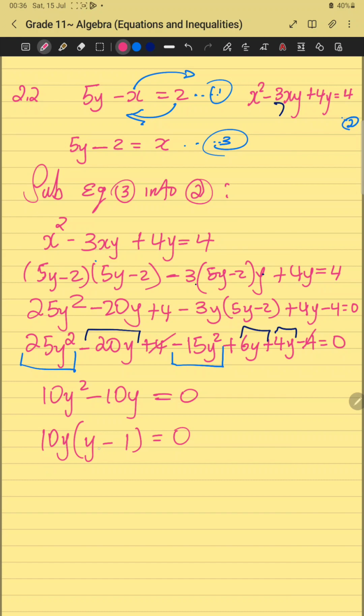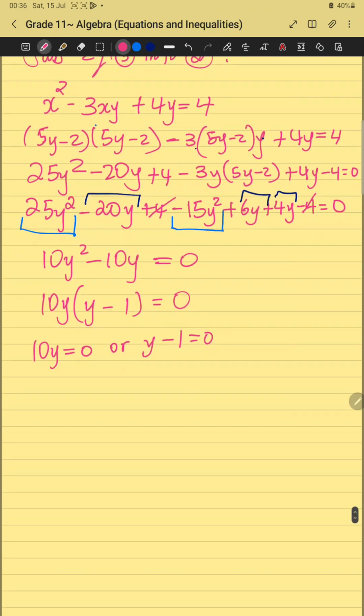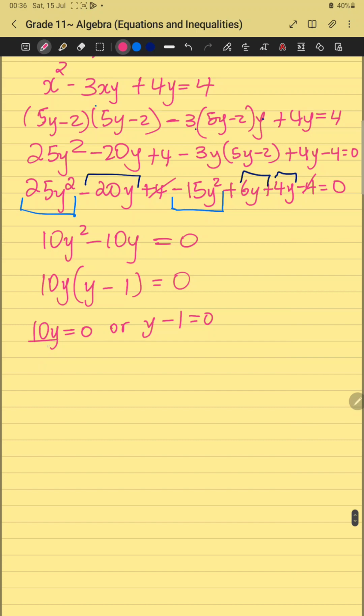10y is equal to 0, or y minus 1 equal to 0. And that means we're going to just divide by 10 on both sides. So therefore y must be 0 and the other one must be 1.